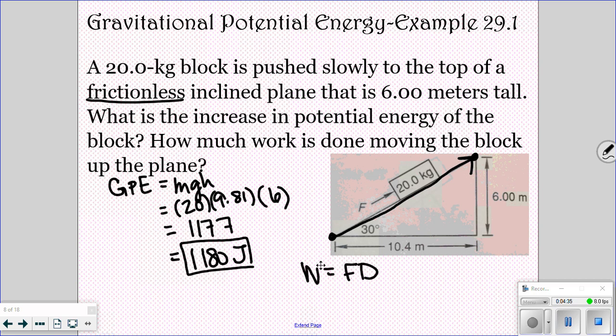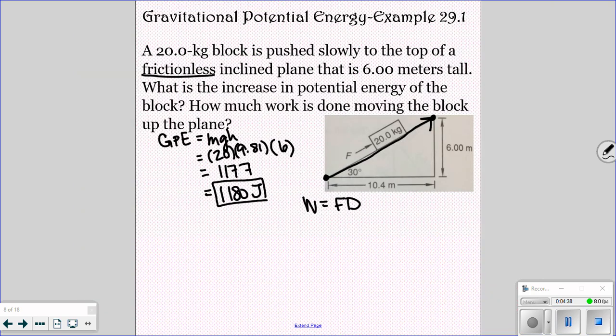It's going to be the same number, but just in case sometimes it's not going to be frictionless, I'll show you what you're going to do. So the work done is just force times the distance. So for the force, remember we can draw our weight acting down, and then we can make our right triangle, and this is the x component, which would be 20 times 9.81 times the sine of 30, because that's our angle in degrees. So that would be your force.